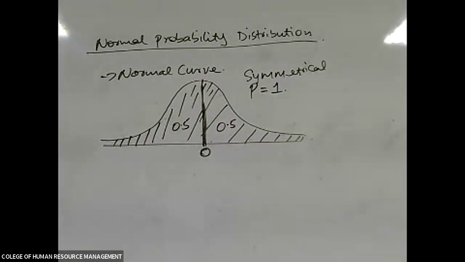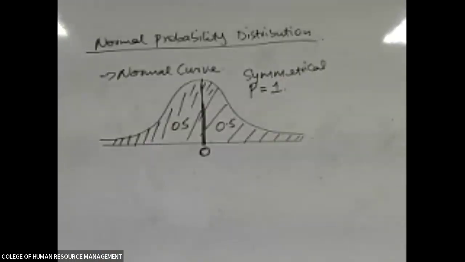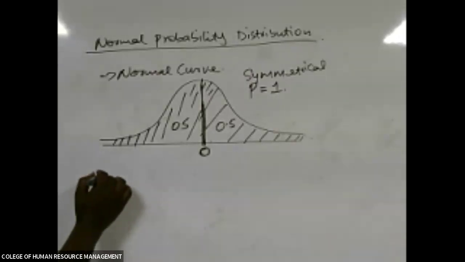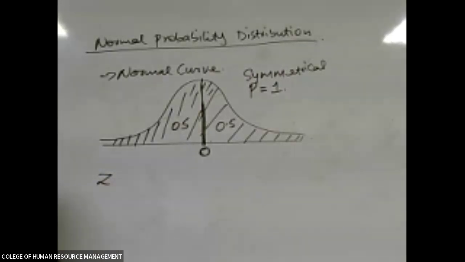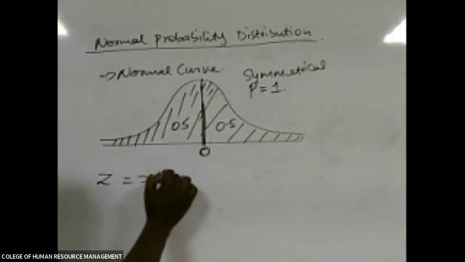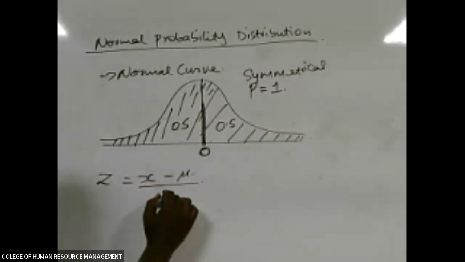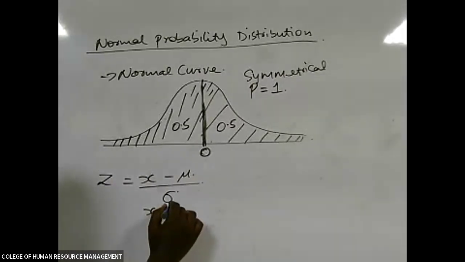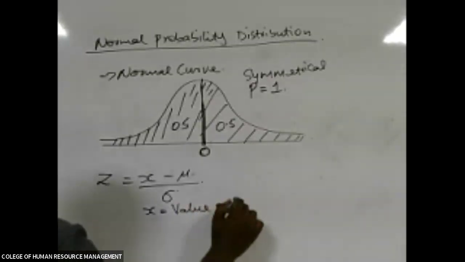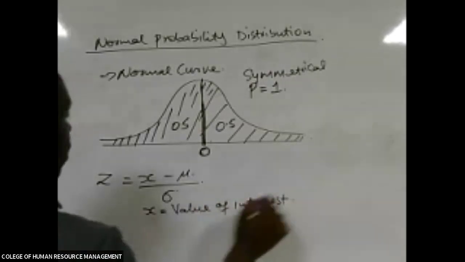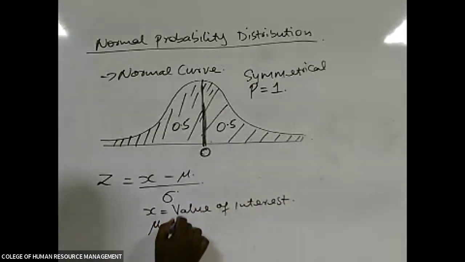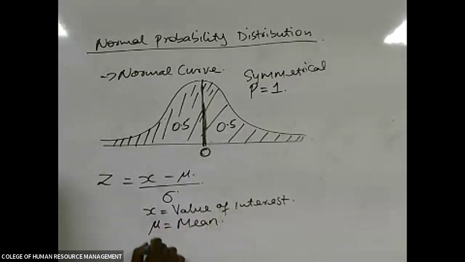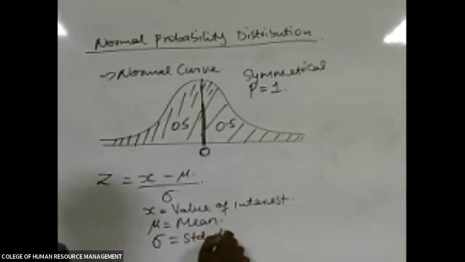You get 1. And anytime you are told to determine probability for normal distributions, you will be required to calculate first of all what we call the z-score. And the z-score is calculated by x minus the mean all over the standard deviation. So x here is the value of interest, what we are interested with. This one is equal to the mean of the distribution. This one is the standard deviation.